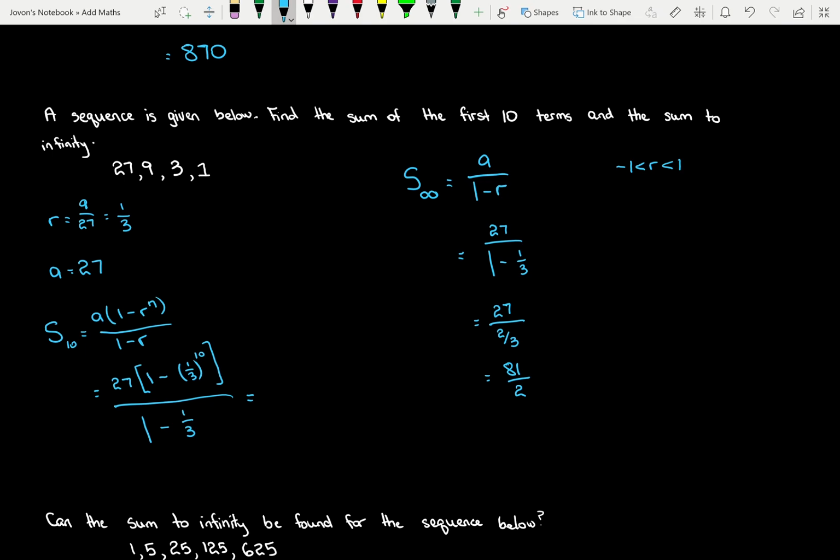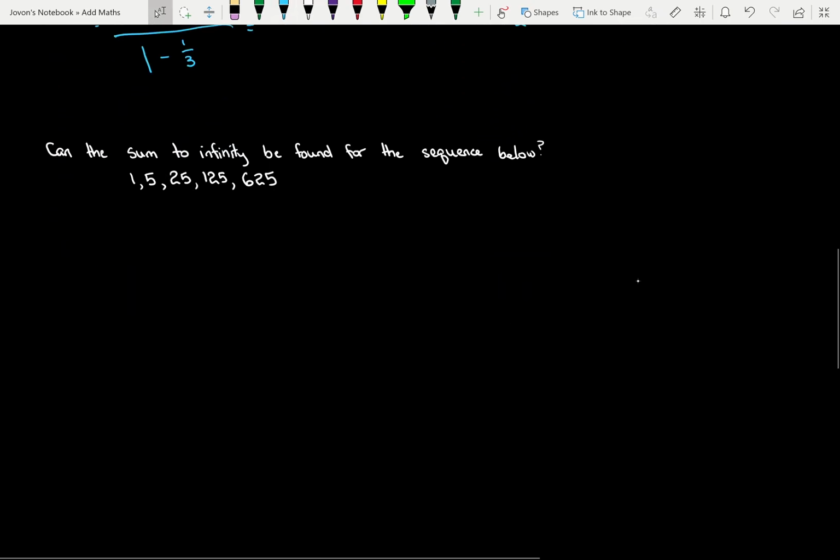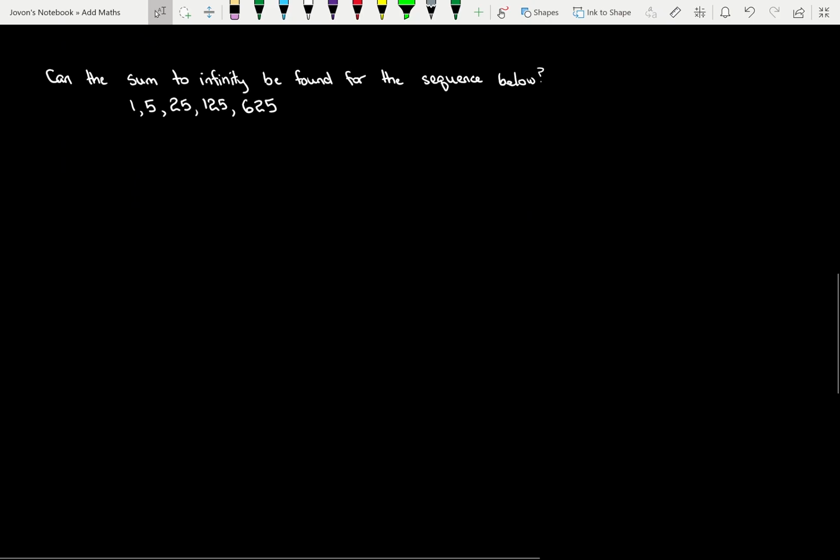Again, remember these things, it is important that you know the equations. If you don't know the equations, you can't solve them. Okay, and remember what the terms represent. A is the first term, r is the common ratio. And this is our last question here now. Can the sum to infinity be found for the sequence below? No. They aren't asking us to find the sum to infinity. They are asking us if we could find the sum to infinity. Can. Notice the word can. Do you have the ability to find the sum to infinity? Does the sum to infinity exist?